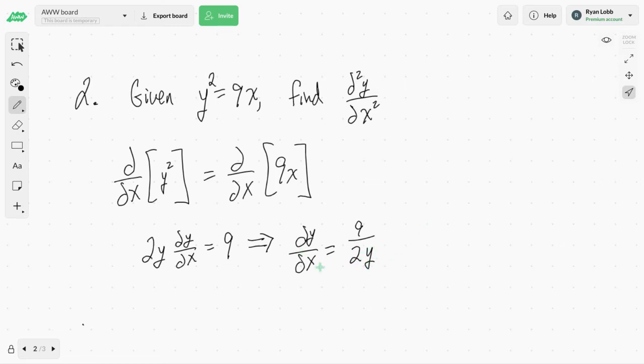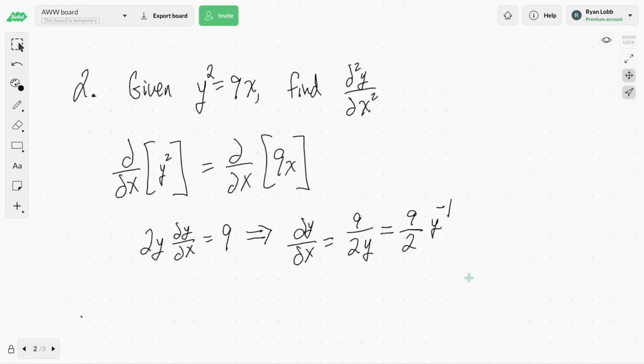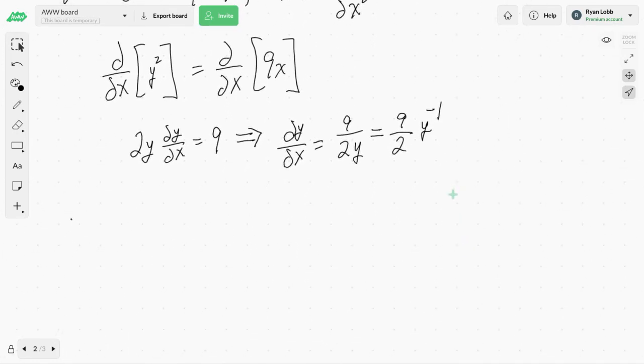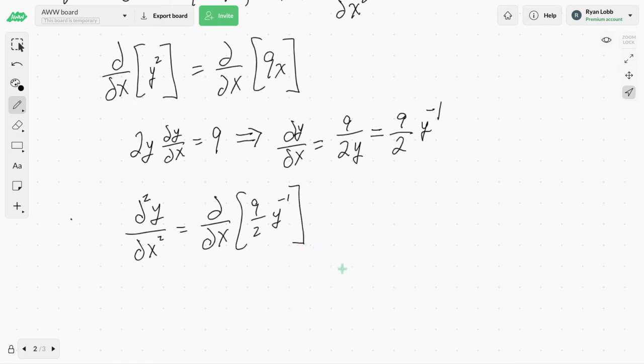There's our first derivative. Now notice here our first derivative is just in terms of y. Now I want to take my second derivative, and before doing that, I would probably write it like this. 9 over 2y is 9 halves times y to the negative first. There's our first derivative. Now I take my second derivative. So on the left, I'm going to have the derivative of this, just notation. And then I have to apply the derivative on the right to this function, 9 halves y to the negative first.